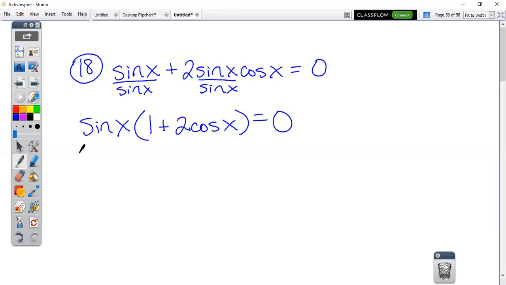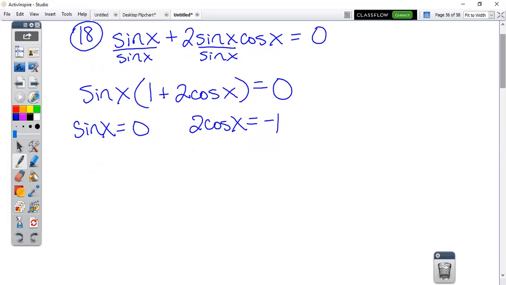And so I set both of those equal to 0, and I'll get sine of x equals 0, and 2 cosine of x equals -1. I went ahead and moved the 1. Is everybody with me there? Okay. My sine of x one is ready, but the 2 cosine x I need to divide by what? 2. Divide by 2.